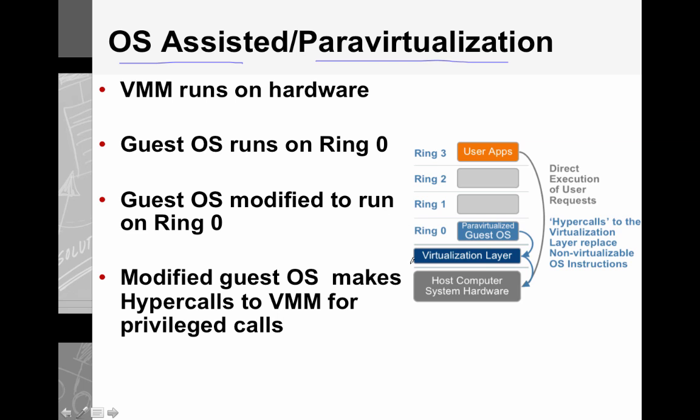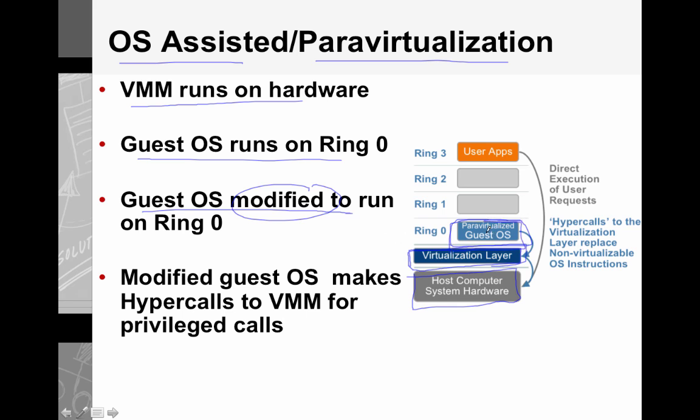The second model is what we call the OS-assisted or para-virtualization model. In this model, we have the hardware, and then we have a virtualization layer on top of the hardware. So there's a little bit of support coming from the hardware in this particular case, and that's where the virtualization layer software is running. In this model, the Machine Manager is running on the special layer. The guest operating system runs on ring 0. The guest operating system, however, has been modified to run on ring 0.